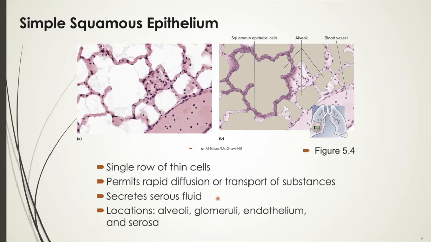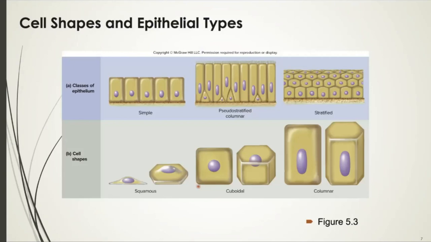the purpose of this is rapid diffusion, transport of substances. Now, if you recall from your 1111, the whole thing about the rapid diffusion: because these cells have a greater surface area in comparison to the volume of cytoplasm inside, that increase of the surface area essentially is going to allow that rapid diffusion of nutrients to come in and waste to come out. It is perfectly designed this way.